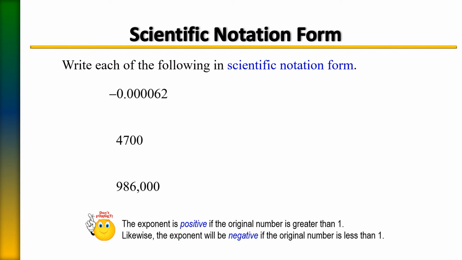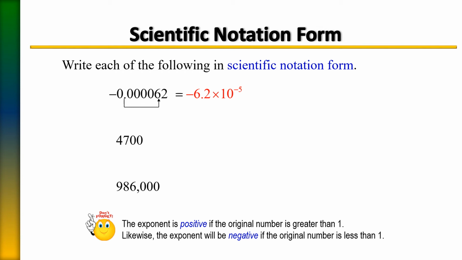So when we move over, let's see, we're going to move 1, 2, 3, 4, 5 places. So that's going to be 6.2 times 10 to the, and is that positive 5 or negative 5? Yes, it's going to be negative 5 because it is a micro number. So scientific notation form would be negative 6.2 times 10 to the negative 5.